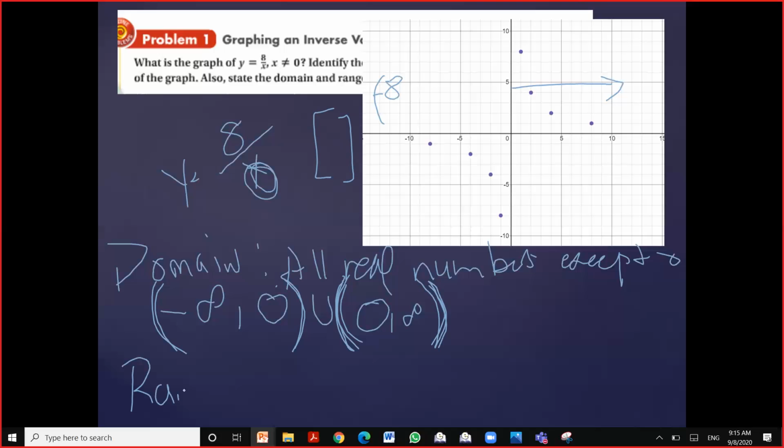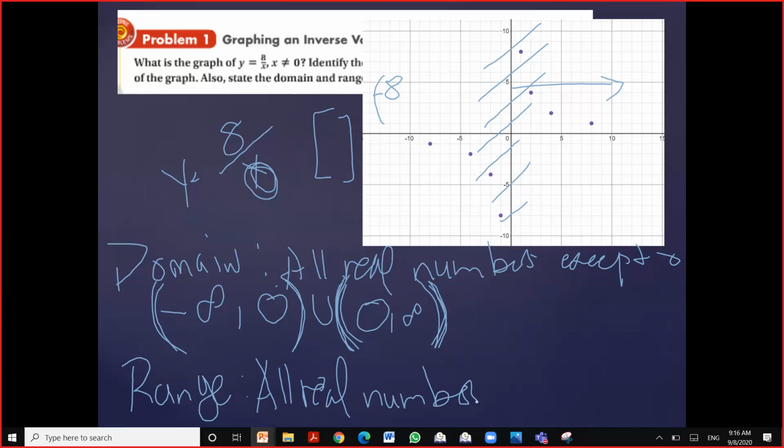Now for the range. Look at now the y values. The y values. Yes, I can see that y, it could be 1, 2, 3, negative 0.25, any number. So I can say the range here is all real numbers except 0, or also I can write it as from negative infinity to 0 and from 0 to infinity.